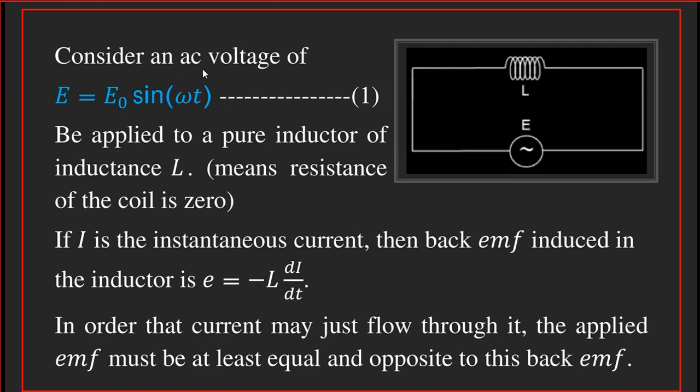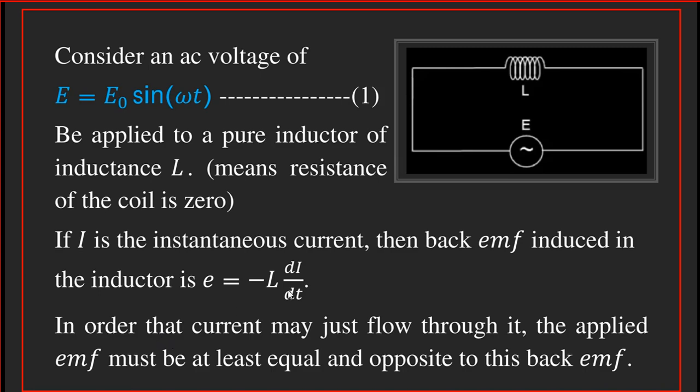So we consider an AC voltage, say E equal to E0 sin omega t, applied to a pure inductor of inductance L. Now, if I is the instantaneous current in the circuit, then the back EMF induced in the circuit will be E, or epsilon. In some textbooks you can see epsilon. Here e is equal to minus L into di by dt, where L is called the inductance of the coil, I is the instantaneous value of the current, and t is the time.